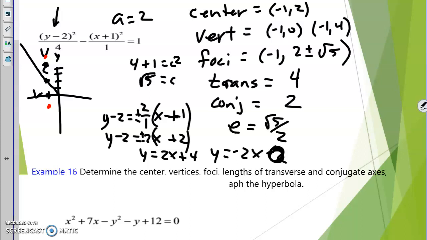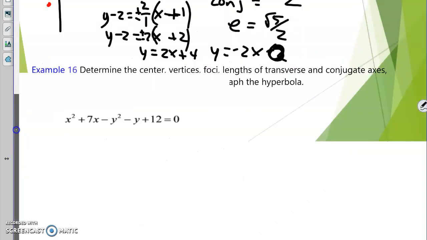Let's do the next one. Again, this one we're going to have you complete the square on each of them. Pause the video while you do it and see if you get the same thing that I get.